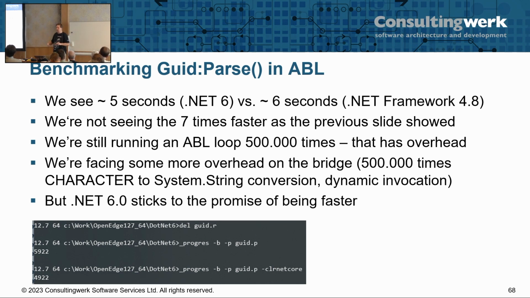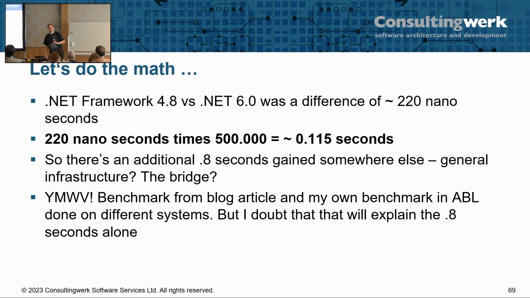But I mean, we have the overhead of an ABL loop. Each time I pass the string representation of a GUID to the .NET framework, the string gets converted from an ABL character into a .NET string before there it's converted into a GUID. So it's happening just more. But still, we see a performance improvement. So there's some improvement, but not that much.